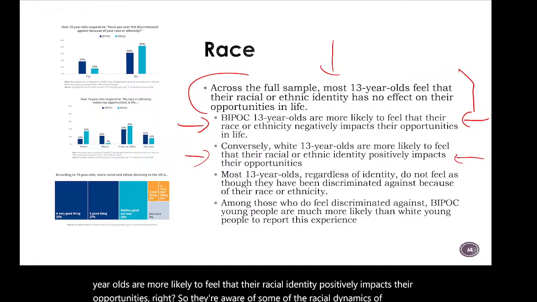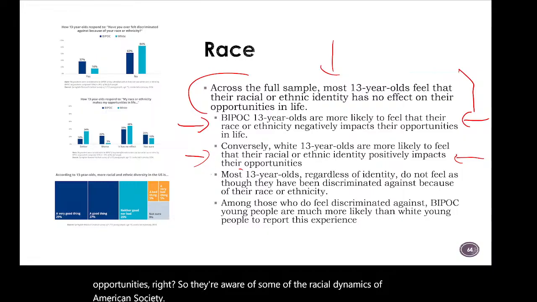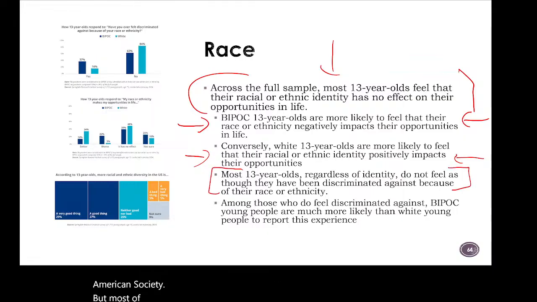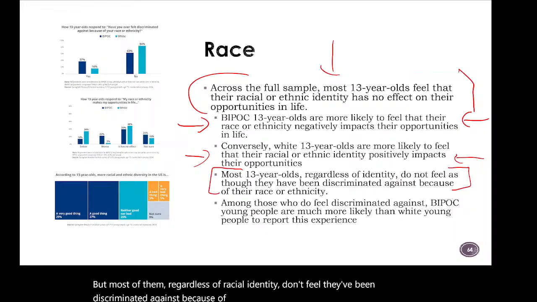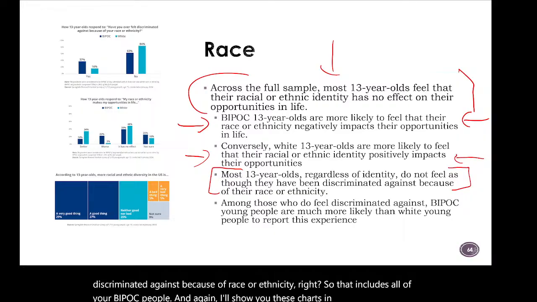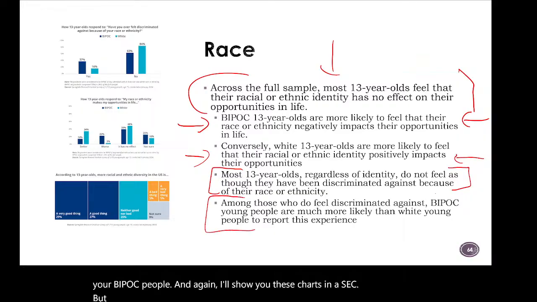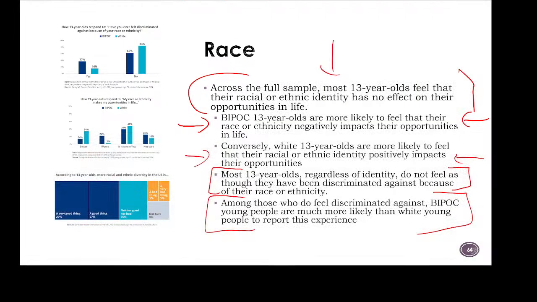But most of them, regardless of racial identity, don't feel they've been discriminated against because of race or ethnicity. So that includes all of your BIPOC people. And again, I'll show you these charts in a sec. But obviously BIPOC people are much more likely to report this, but still not a majority. All right, let's zoom in here.